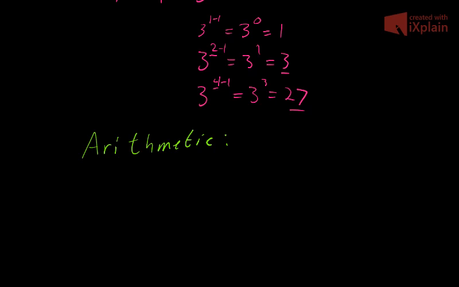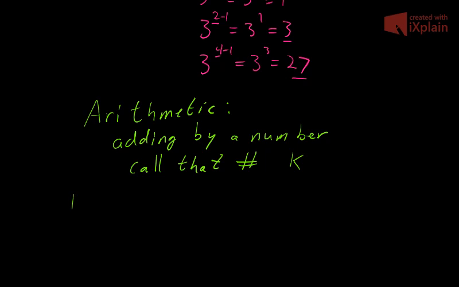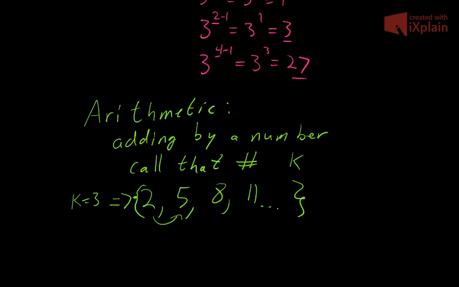So for any arithmetic sequence, we'll always be adding by a number, and I'm going to call that number k. Since I'm not quite sure what number it'll be, I'm just going to call it k so we can think about it a little bit more generally. So if k is 3, then we might have a sequence that looks like 2, 5, 8, 11, etc. In any case, we're going up by 3 every time.